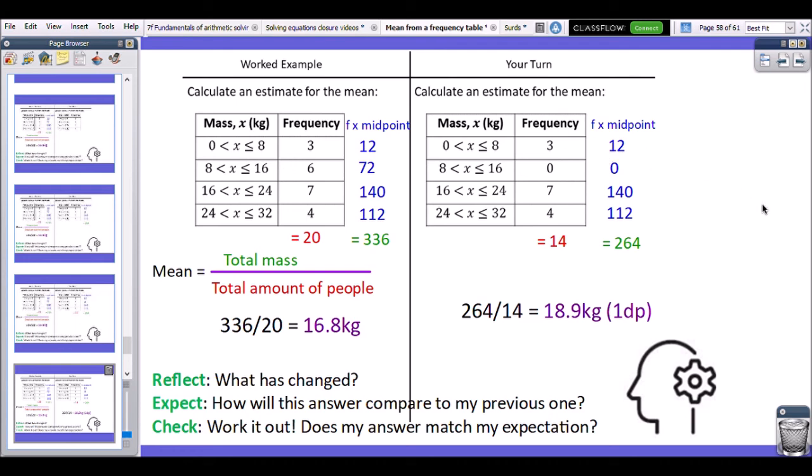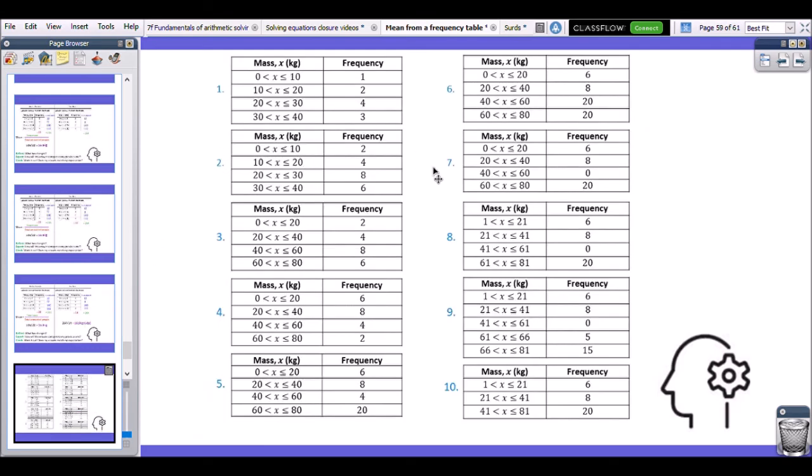Alright, the last thing I want you to do today is work your way through this sequence of questions, again following that reflect, expect, check process. For each question, I want you to make a prediction and see if you can use your previous answer to predict your next answer. You might be able to predict it exactly, or you might just say you think the mean is going to increase, decrease or stay the same. Please pause the video, work your way through these 10 questions, and when you are finished, unpause it and check your answers at the end of the video.